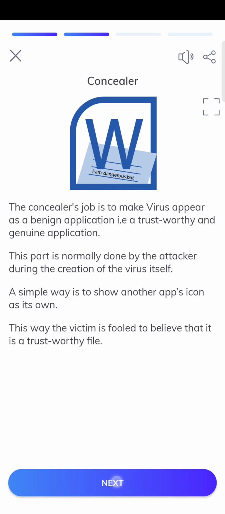This part is normally done by the attacker during the creation of the virus itself. A simple way is to show another app's icon as its own. This way the victim is fooled to believe that it is a trustworthy file.